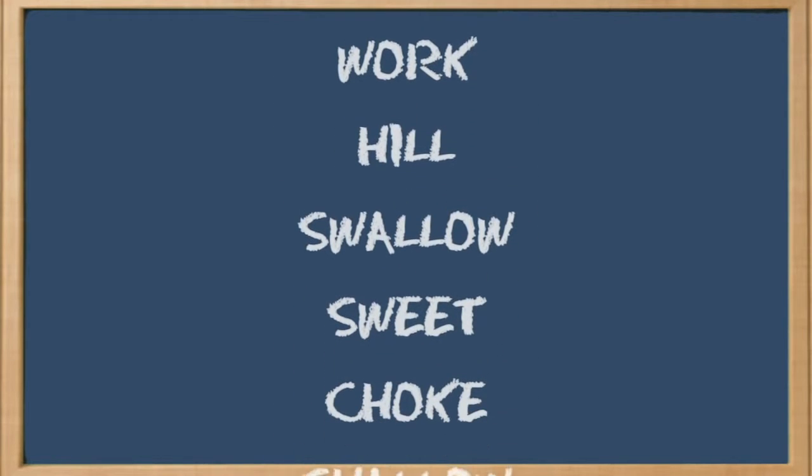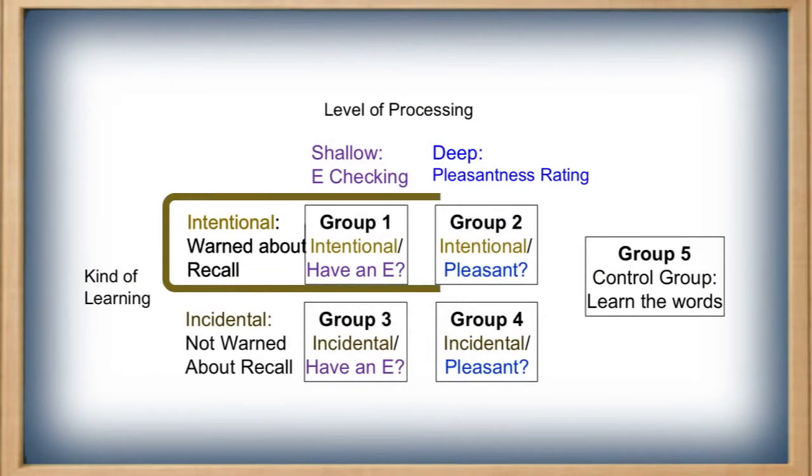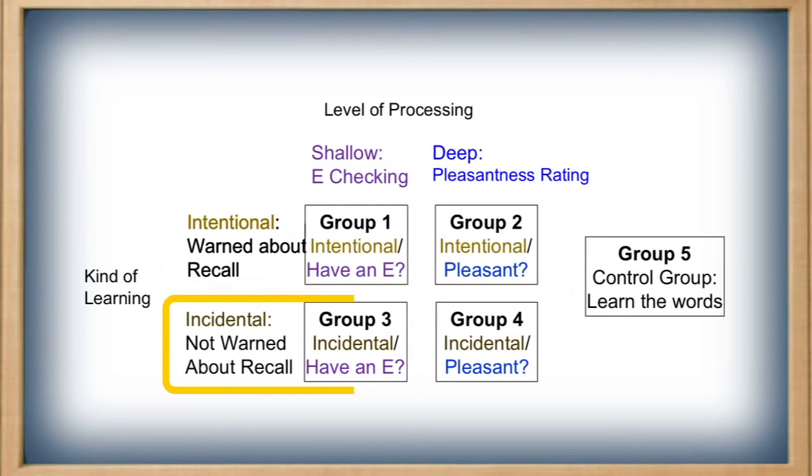Hyde and Jenkins looked at the impact of 2 variables on learning. The first one, on the left, is whether or not you knew you were going to have to recall the words after all of them were presented. If you're in one of the 2 groups in the intentional condition, you were forewarned that you would have to recall the words after they were all presented. If you were in one of the 2 groups in the incidental condition, you weren't forewarned about the recall test. It's like taking a surprise pop quiz. Any learning that occurred was incidental.